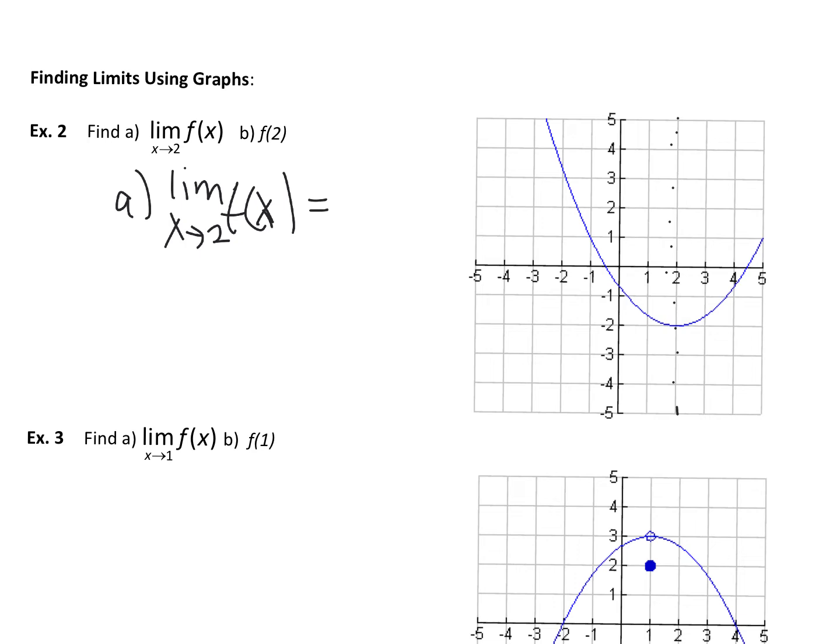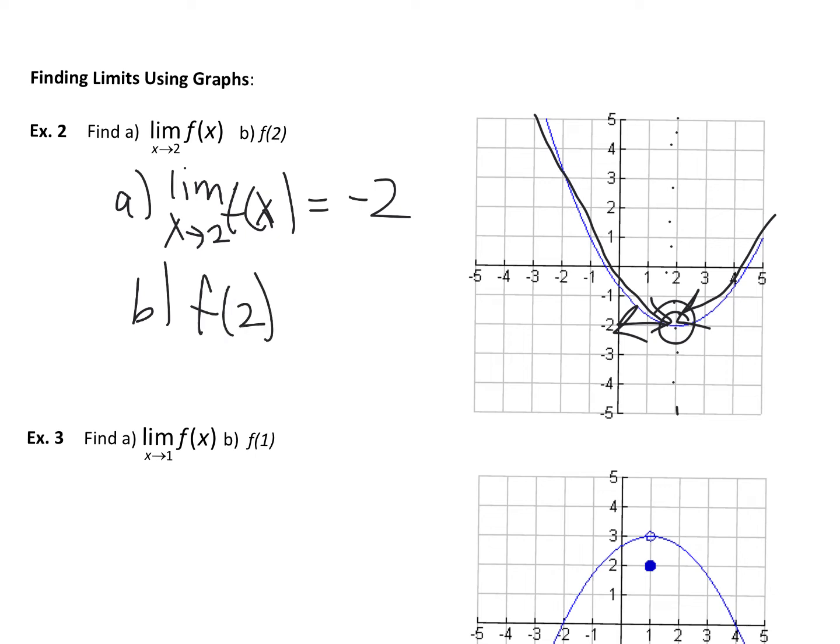Do the same thing. And so when we do this, we're saying at the left-hand side, this ant, as it approaches that x value of 2, what y value is it getting closer to? And then same with this one. That ant, they are both approaching the y value of negative 2, so the limit is negative 2.